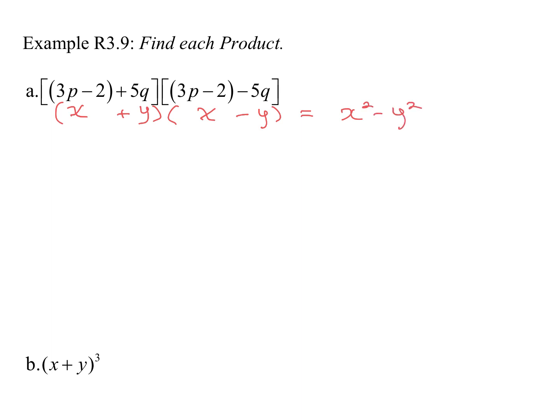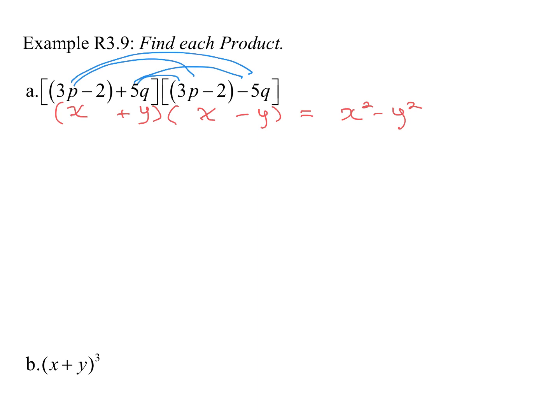Now, if you didn't see that right away, by all means, you could FOIL. So you could do the first times the outsides times the insides times the last. That'll get you the same answer. Another option is, actually, hold on to that. We're going to do the pattern first, and then I'm going to show you the other option. So the beauty of this is that, yes, in math, there's only one right answer, but there are multiple ways to get to that right answer.